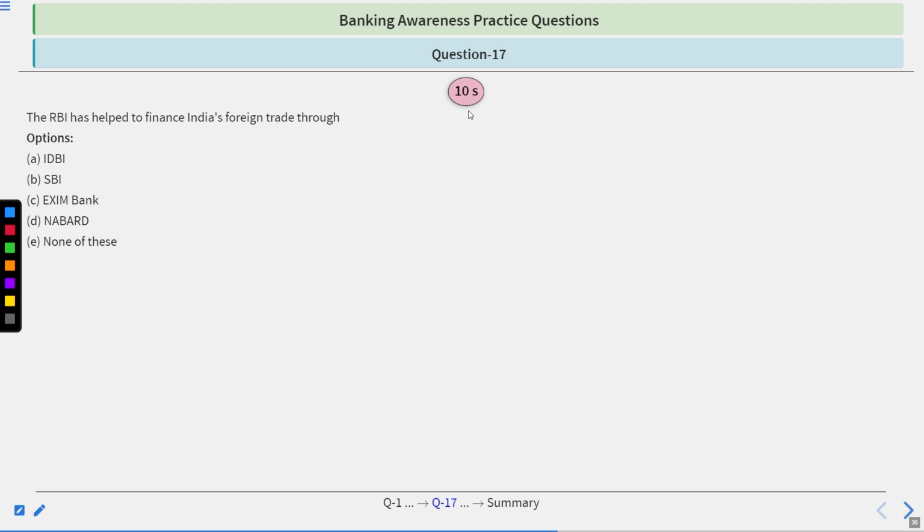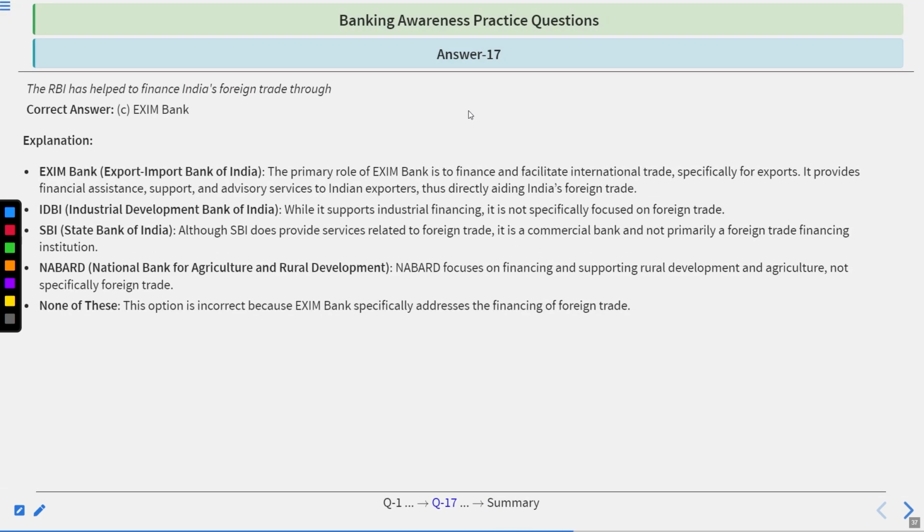RBI helped to finance India's foreign trade through its SBI, Exim Bank, NABARD, none of these. To answer this, you will have 10 seconds. Time starts now. Okay, the time's up. Correct answer is C, Exim Bank.